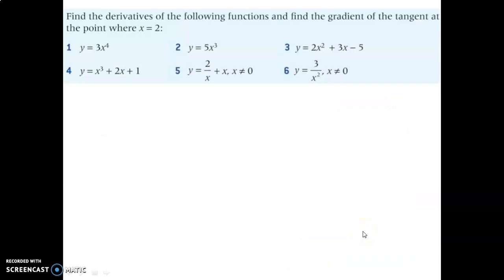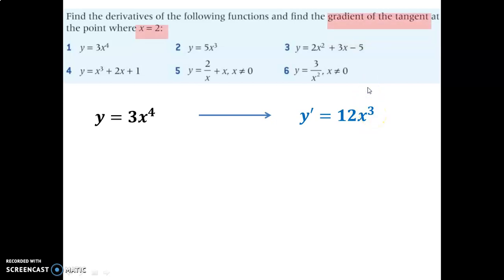Let's try some examples. Okay, I'm going to help you with the first one, then you'll try some on your own. So here's the first one, number 1. Here's our function. We take the derivative of that. The derivative is y primed equals 12x cubed. The 4 dropped down, multiplied to 3 to make 12, and then the exponent reduced by 1.